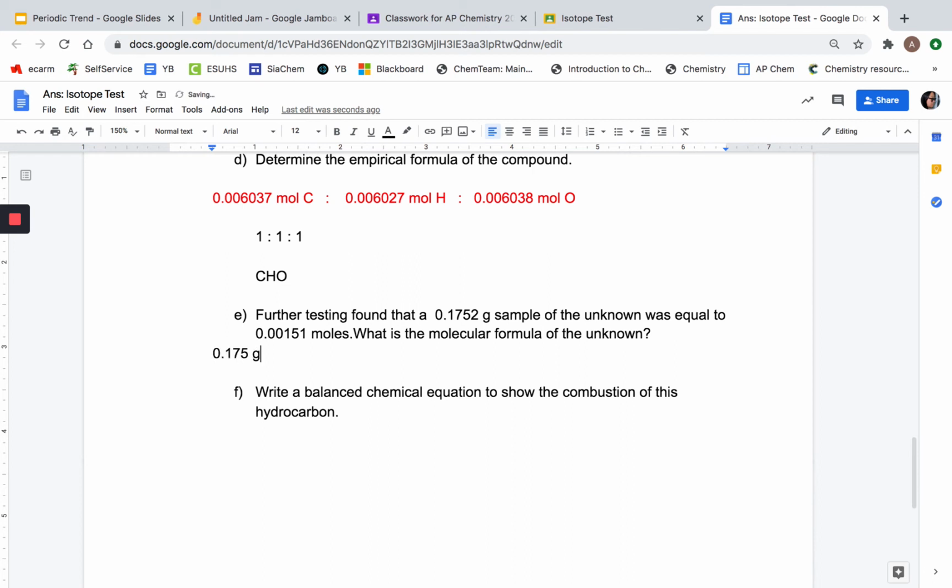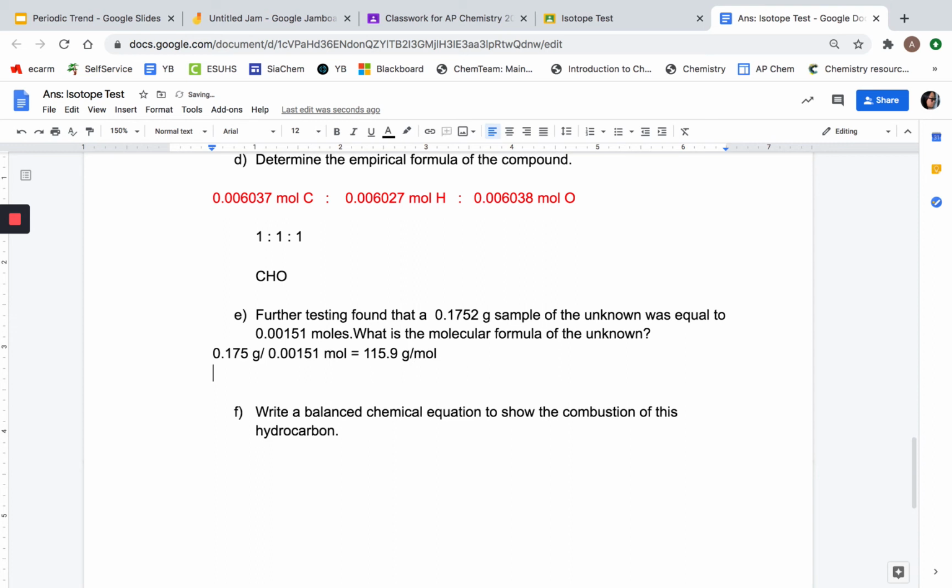0.175 gram divided by 0.00151 mole. So let's go ahead and do that. 0.175 divided by 0.00151. We're going to get 115.9 gram over mole. That's the molar mass. And for the CHO is 12.01 plus 1.01 plus 16. So that would be 29.